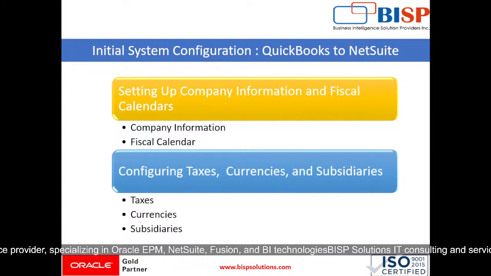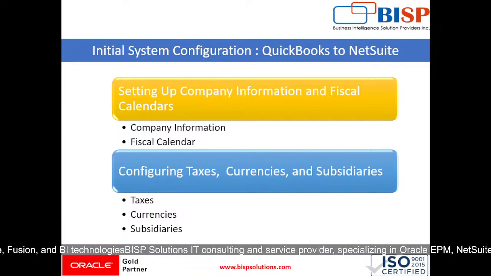Then comes configuring taxes, currencies and subsidiaries. Starting with taxes, we will be navigating to setup, taxes. Under taxes we will be going to our tax setup, where we will be configuring tax codes, rates and jurisdictions. Then we will be enabling taxation preferences for automatic tax calculation such as VAT, GST based on regional compliance needs. Then we will be reviewing tax rules and importing historical tax codes from QuickBooks for continuity.